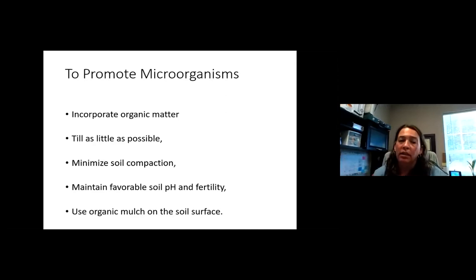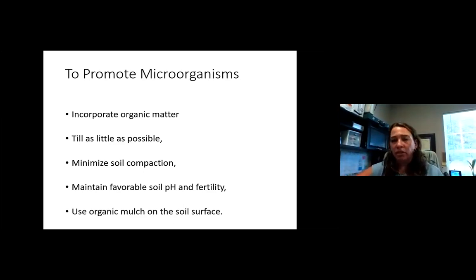We want to till as little as possible. So you don't want to come in and actively till. There are things that you can do in your vegetable garden to limit tilling, but especially in your landscape, you just want to come in, you want to plant your plants, you want to top with organic matter.